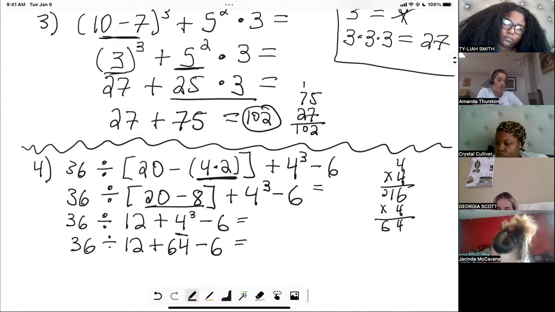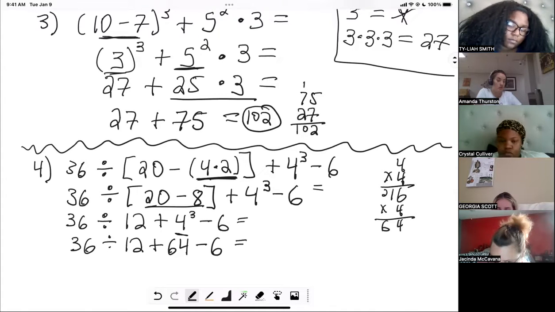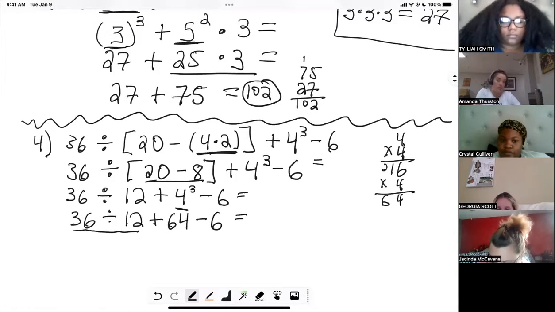Awesome. Okay, now I did my parentheses, I did my exponents. Now I'm multiplying or dividing, whatever comes first. And I have this dividing, which is the first thing I look at. So we have to divide. So 36 divided by 12. So I know 12 plus 12 is 24. That's 2 12s. And 24 plus 12 is 36. That's 3 12s. This becomes 3.